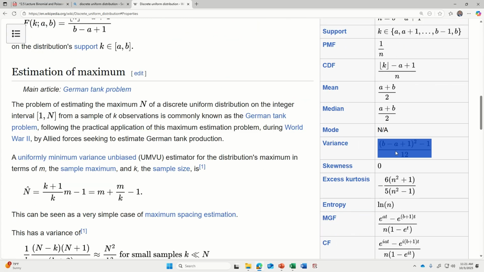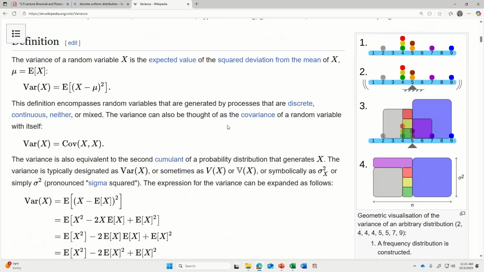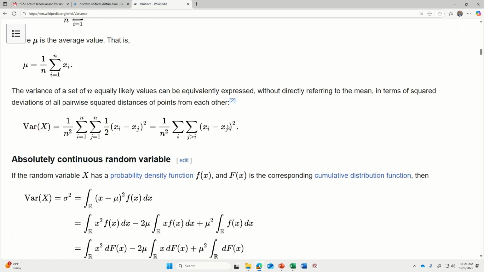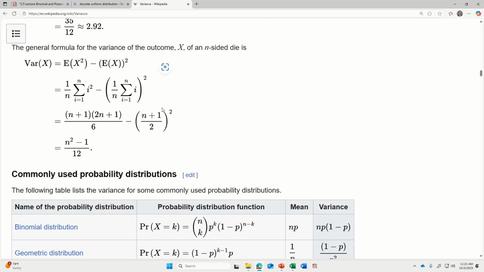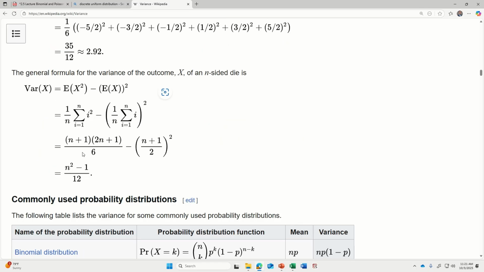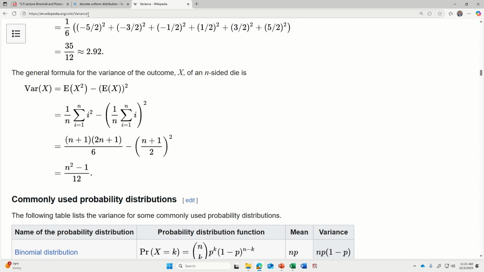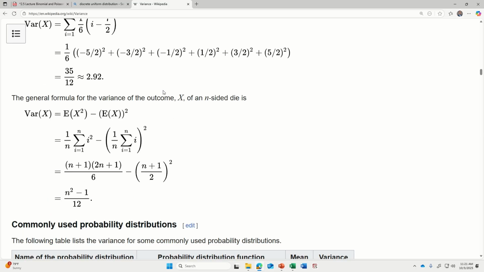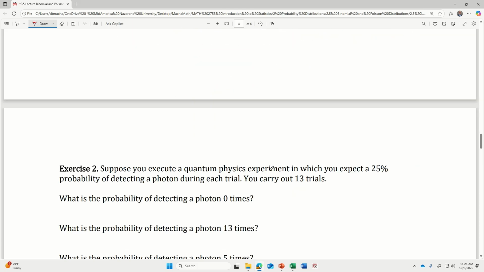Weird. So they have the variance here, but normally Wikipedia is good enough at providing proofs. Well, okay. There you go. It's on the Wikipedia page for variance, that n squared minus 1 over 12. So you can kind of see where it shows up. But anyways, we're not going to do that in class. That's not our concern. We just need to know how to use the formula.